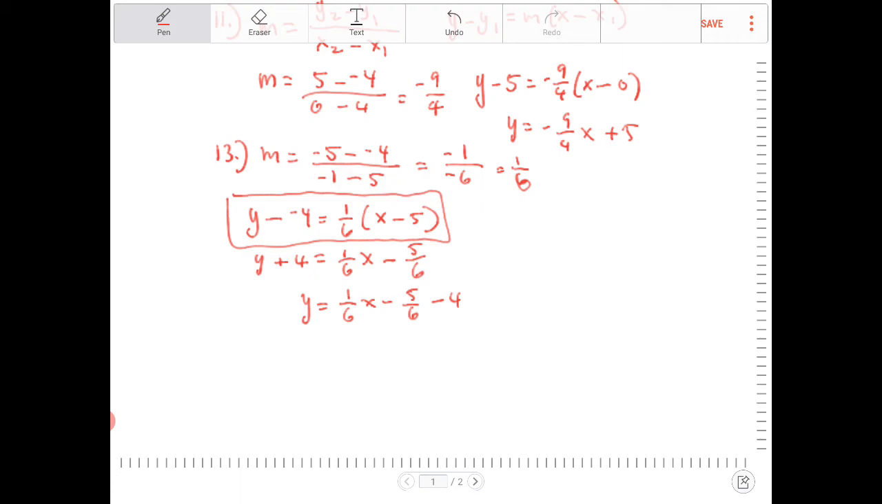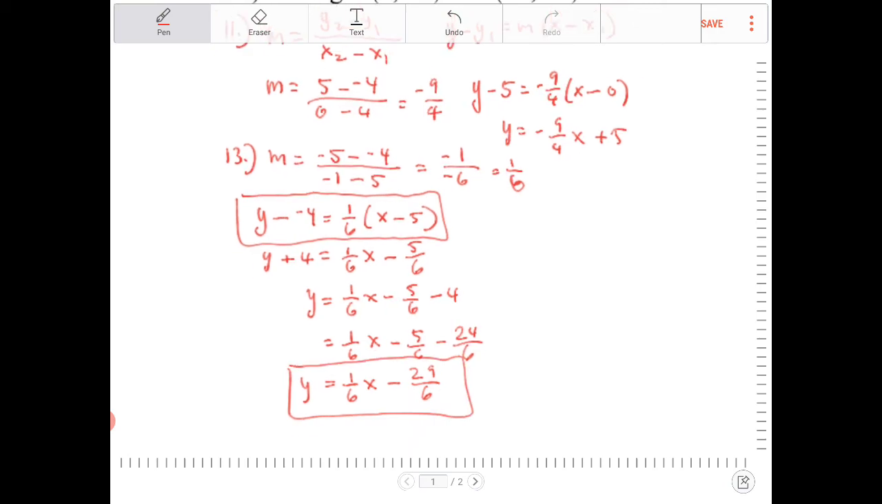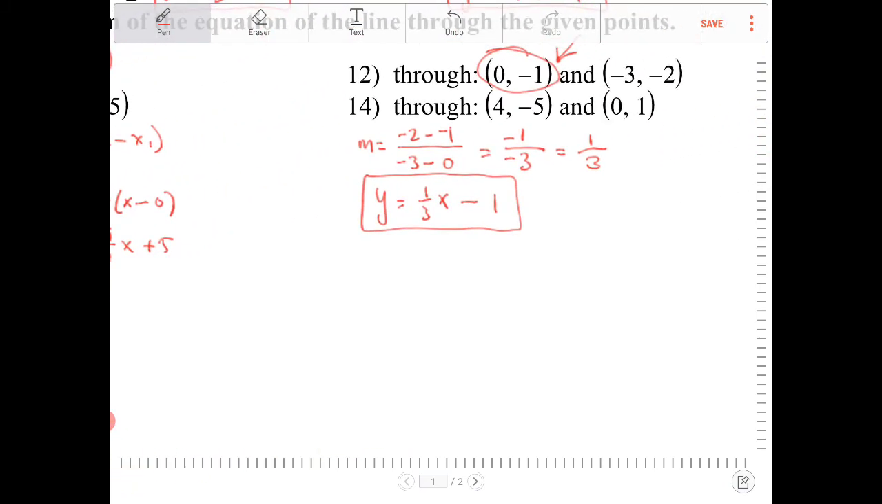And for the 4 there, I need to create a common denominator. So that will turn into 1/6 x minus 5/6 minus 24 over 6. Combine like terms: 5/6 and 24/6 makes 29/6. So this is 1/6 x minus 29/6. That's the equation of the line in slope-intercept form.